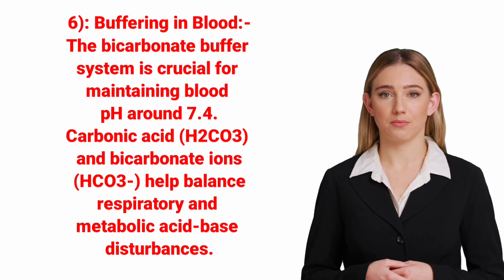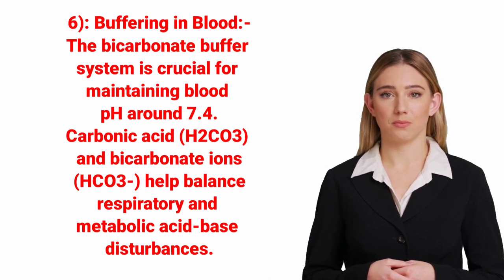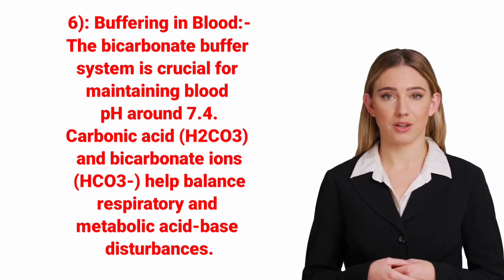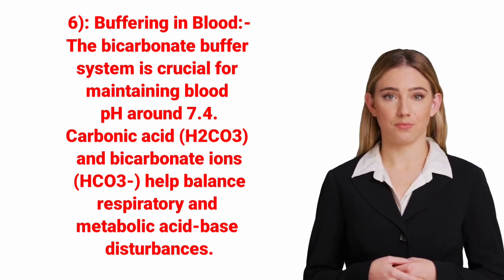Buffering in blood. The bicarbonate buffer system is crucial for maintaining blood pH around 7.4. Carbonic acid, H2CO3, and bicarbonate ions, HCO3-, help balance respiratory and metabolic disturbances.